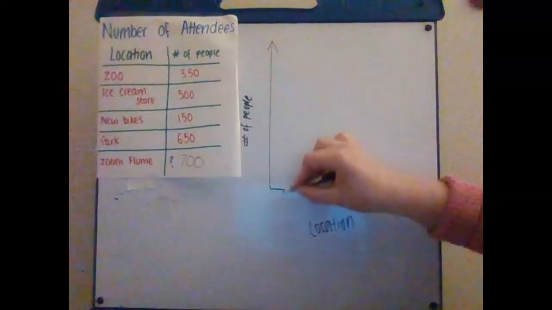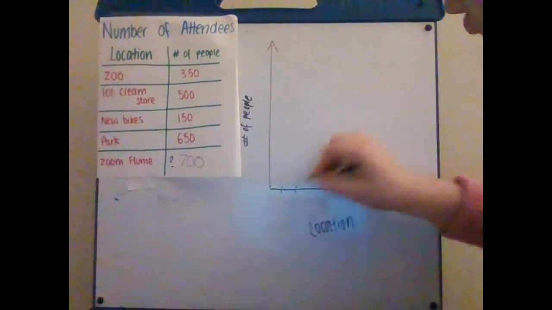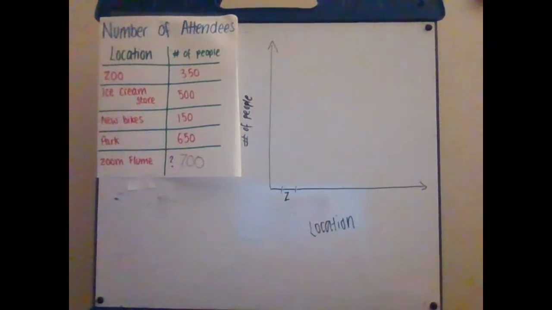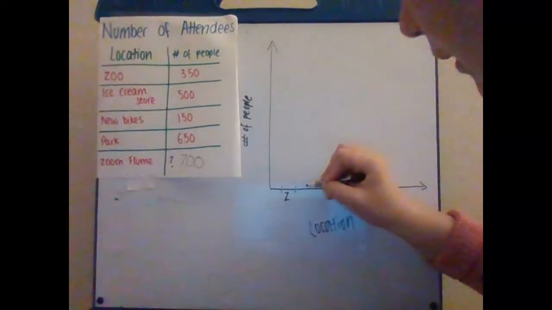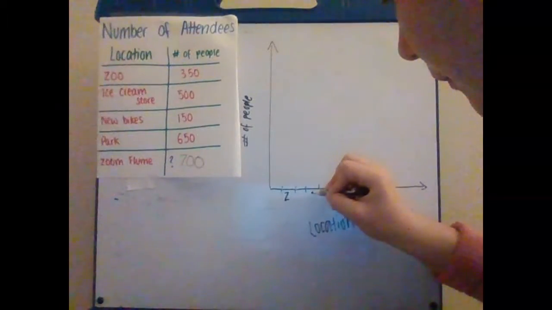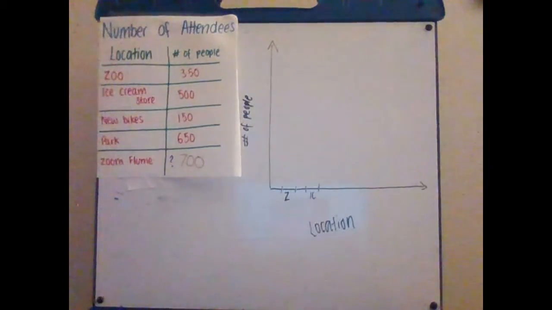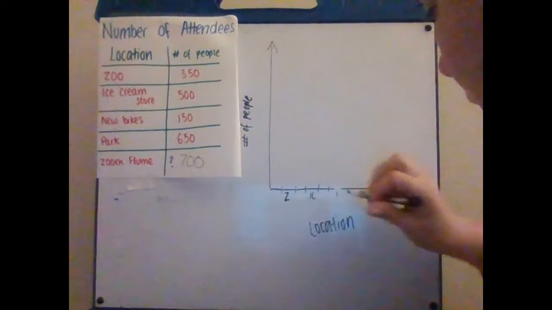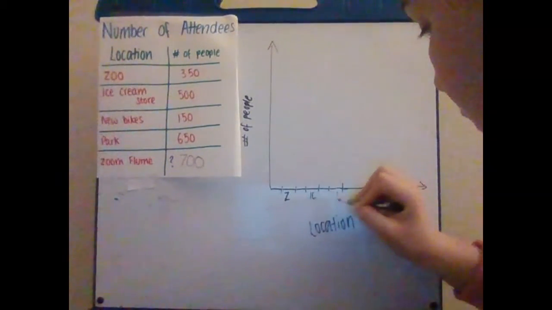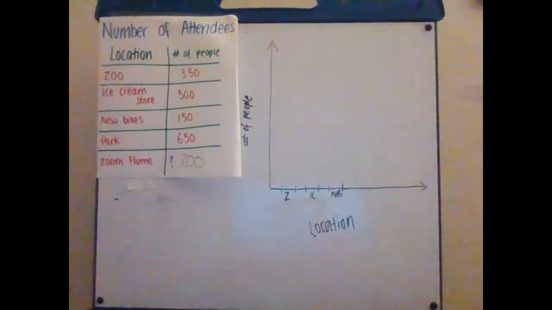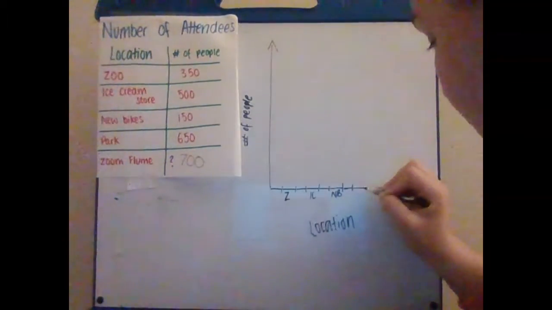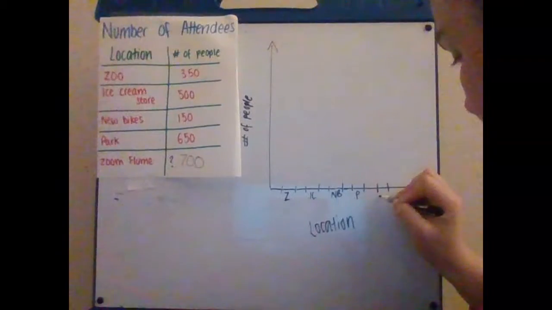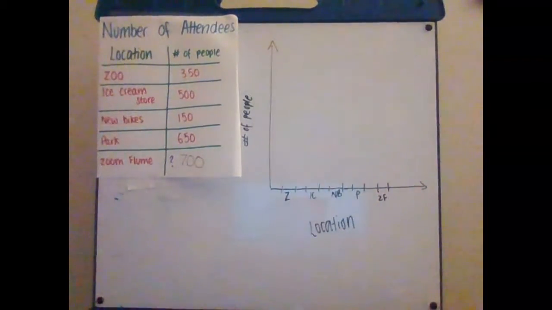Okay, so I'm not going to have too much space on this example. So I'm just going to put Z for the zoo, IC for the ice cream, and B for new bikes. P for park, and ZF for Zoom Flume.